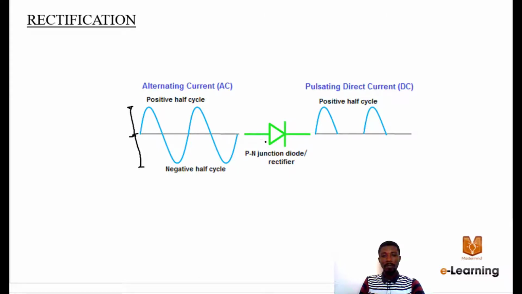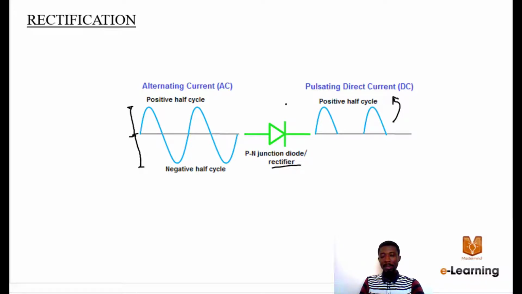So after rectification, the PN junction acts as what we call the rectifier. After rectification, it is observed that all the negative half cycles are blocked and the positive half cycles remain up there. This is what we call the pulsating DC, because one minute it is up, the other minute it is at the mean position. So we call it a pulsating DC.